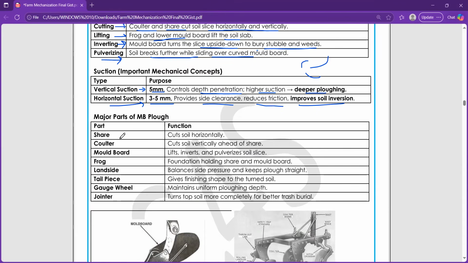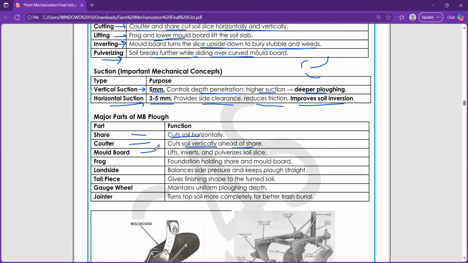Next, we have major parts like the share, which helps in cutting the soil horizontally, and the coulter, which cuts the soil vertically ahead of the share. So this is very clear: the share helps in cutting the soil horizontally, while the coulter helps in cutting the soil vertically.